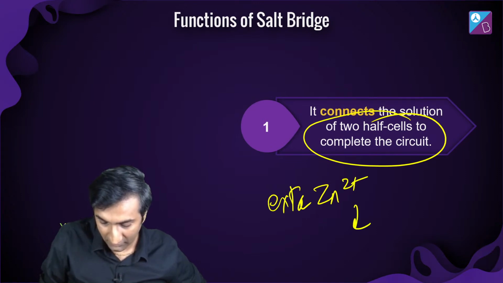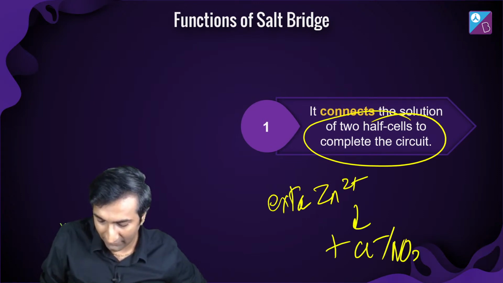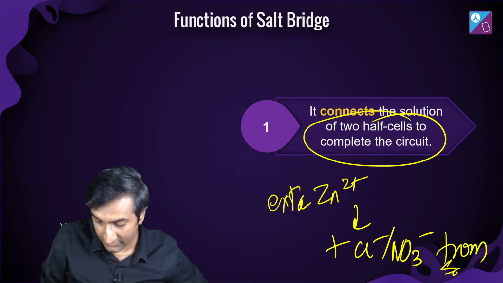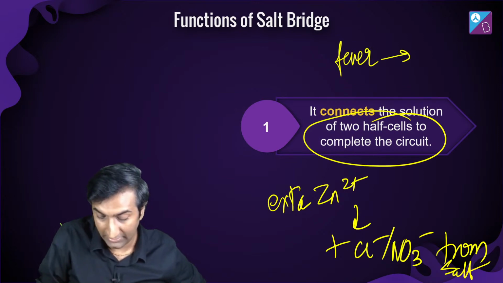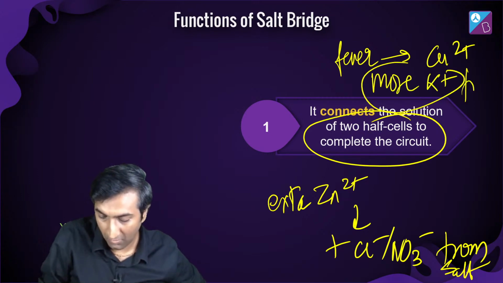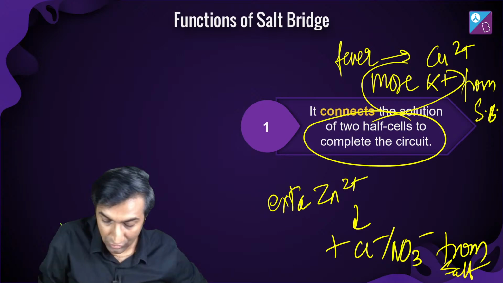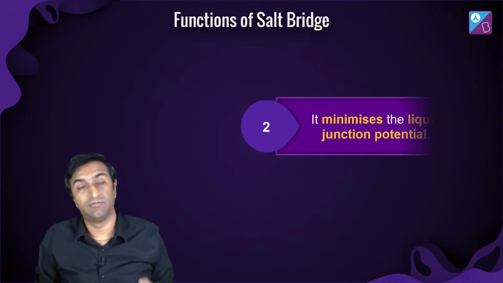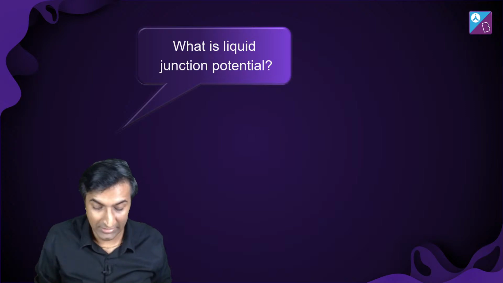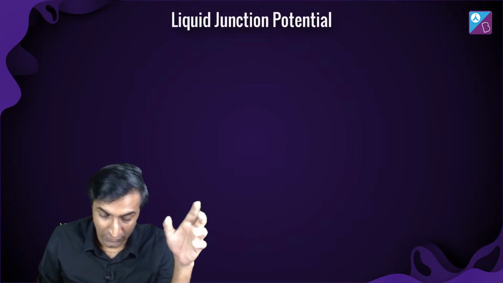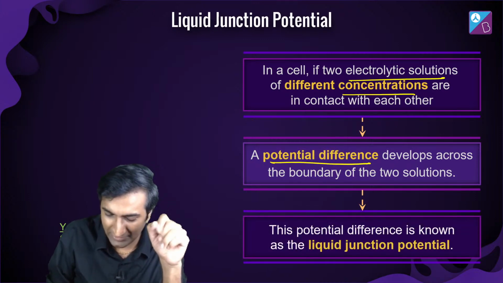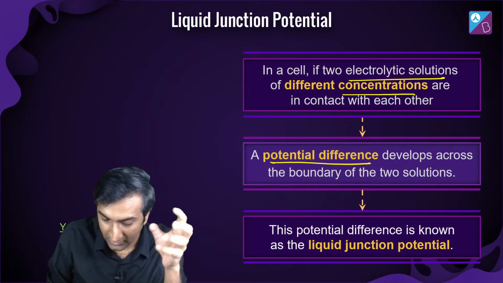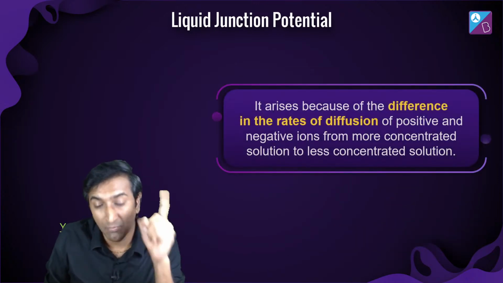Extra anions, Cl minus या nitrate या जो भी है, whatever is from salt bridge, or you know fewer Cu2+, more K plus from salt bridge. ठीक है. So it connects the solution, keeps it electrically neutral, minimizes the liquid junction potential. What is liquid junction potential? So अगर दो अलग अलग electrolytic solutions हैं, right, and they contact with each other, there will be a sort of a potential difference because there is a difference in the speed, the mobility of the ions.